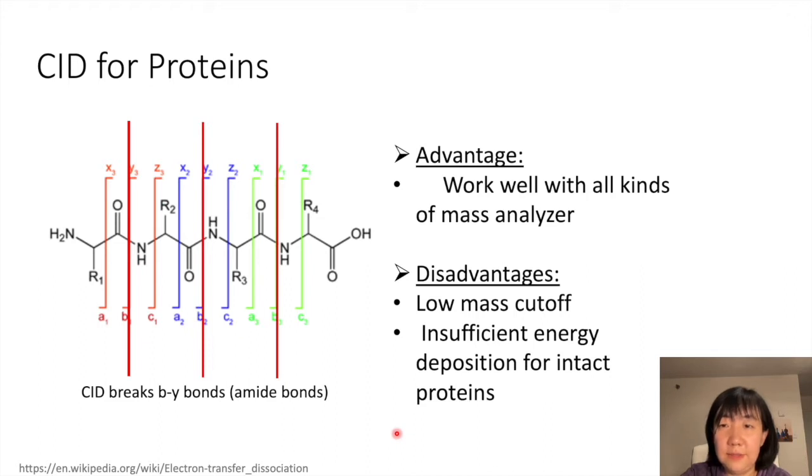CID also has pitfalls. First, in the collision cell, under the RF-only mode, some of the lightest ions will inevitably hit the wall and be lost. It means that CID cannot detect all of the ions. It is called low mass cutoff. Second, for intact proteins, CID often has a problem fragmenting the ions well.